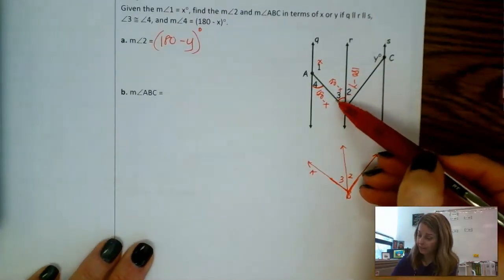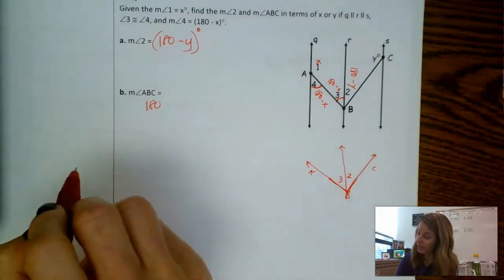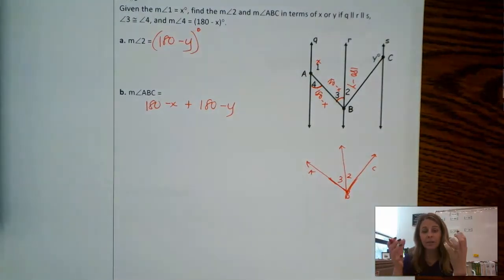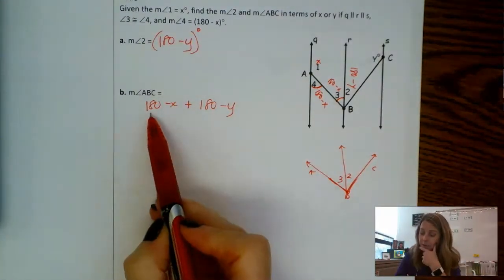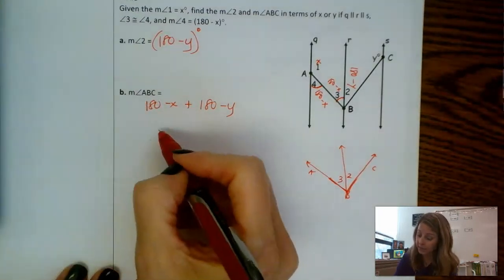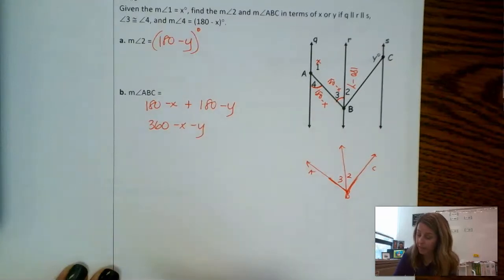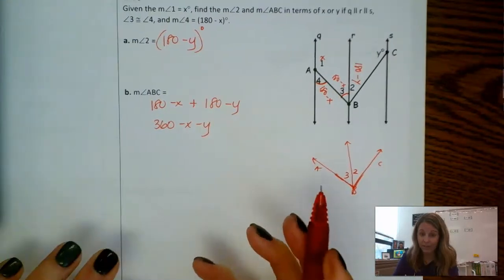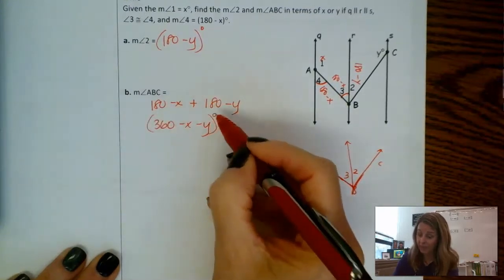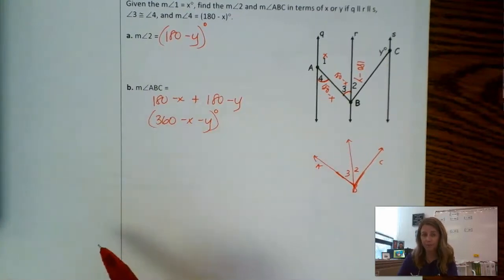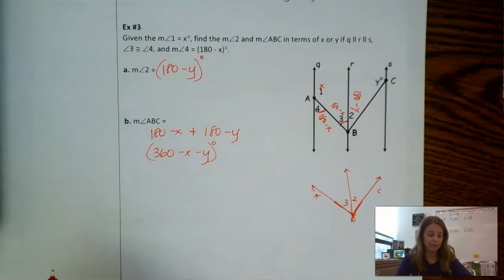So let's add these together. So I can take 180 minus x plus 180 minus y. And then let's just combine as much as we can. We can do 180 plus 180, which is 360. And that leaves me with 360 minus x minus y. And that's really about all I can do. So the measure of ABC, if I want to be real precise here, is 360 minus x minus y degrees. Okay? So when you see something in terms of x or in terms of y, that means you're going to have x or y or both in your solution.